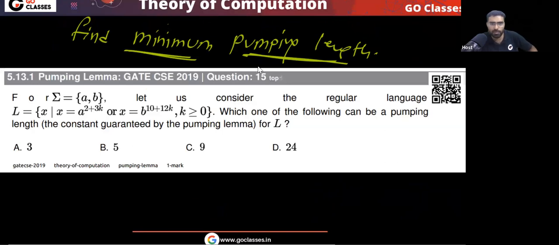If they ask you minimum pumping length, then the question will be interesting, right? GoClasses students will get some benefit. So this is your pumping lemma. We have done a lot of practice, and these GATE questions also we have done. Please let me know, are you comfortable with pumping lemma?